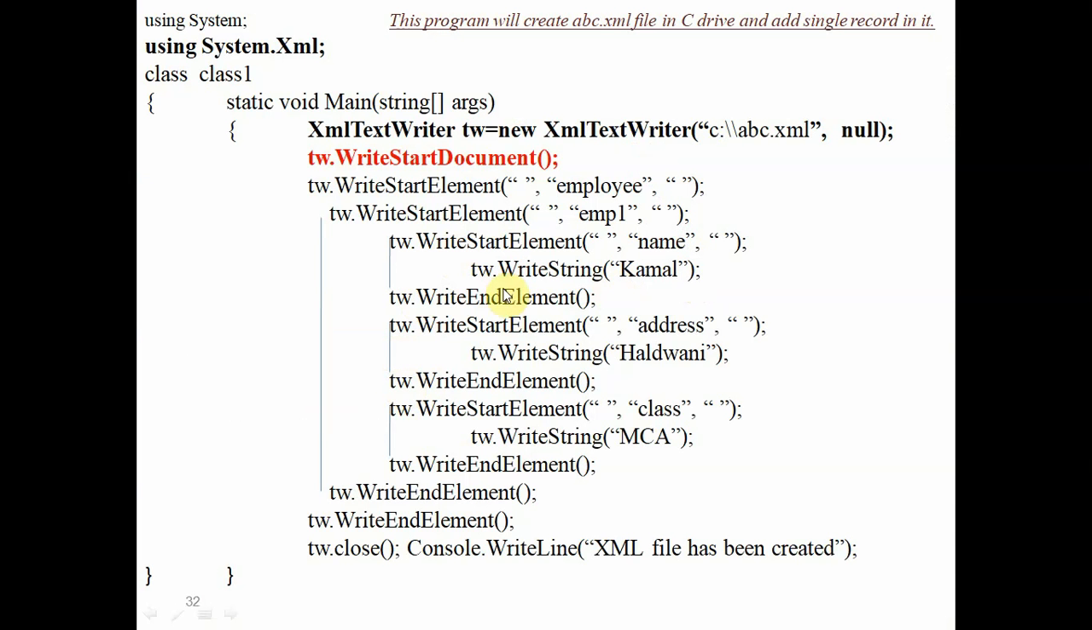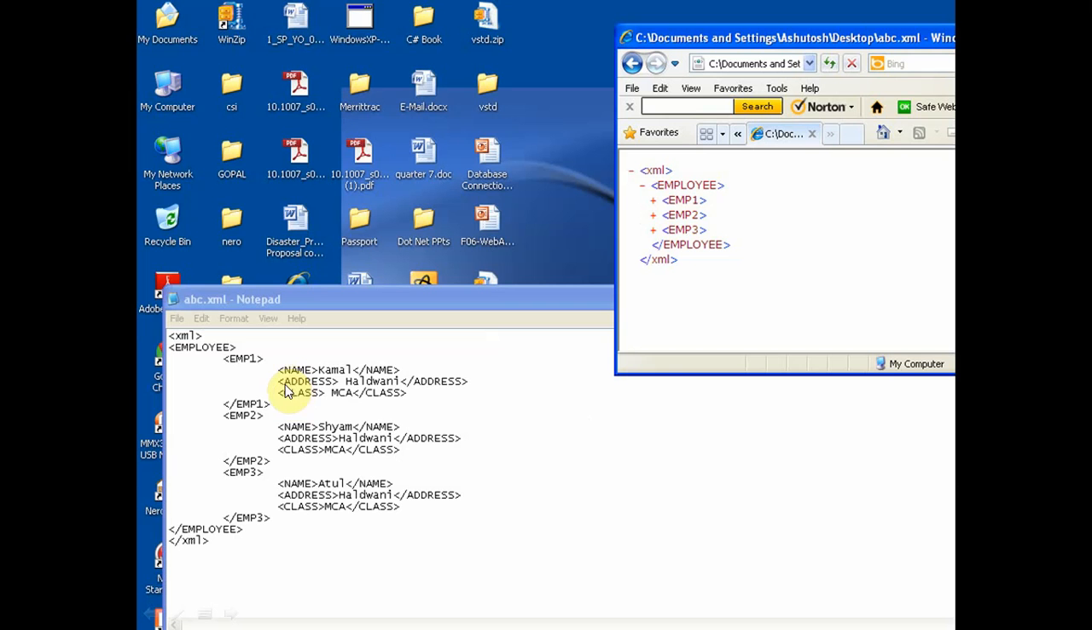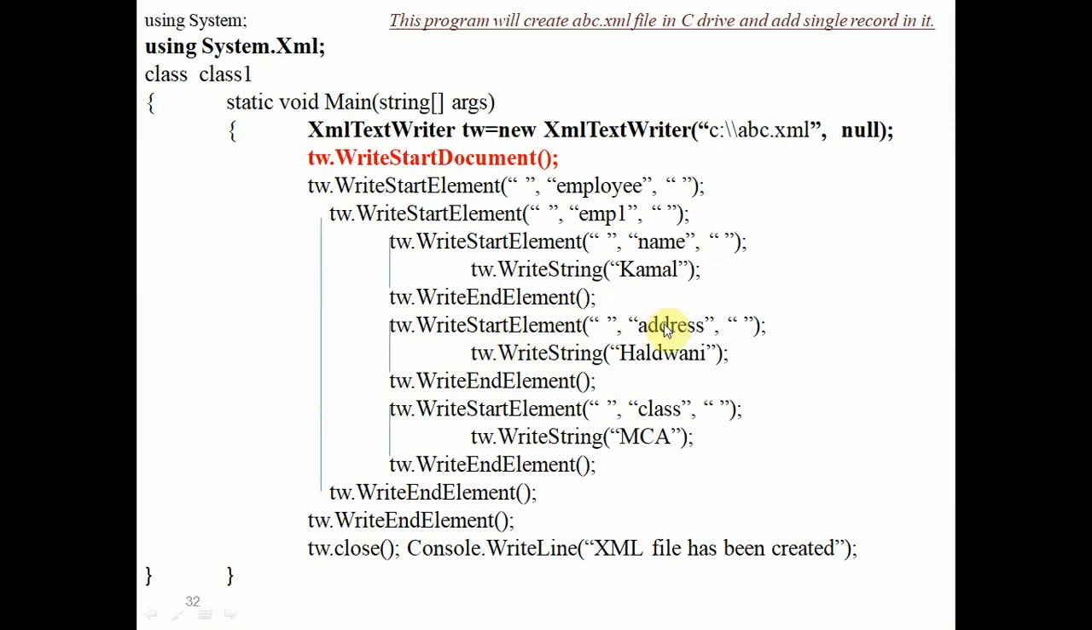So this is tw.WriteString, and this name will be closed here with tw.WriteEndElement. Again WriteEndElement, and again we will write WriteStartElement for address. See here, the second tag is address. So this is WriteStartElement for address, and then we'll write a string for Haldwani.